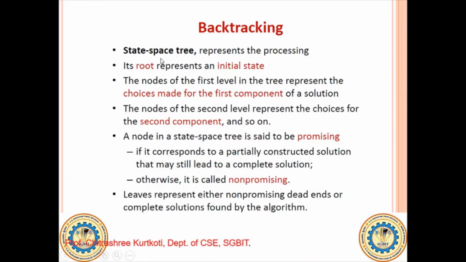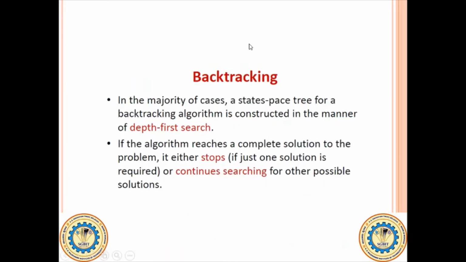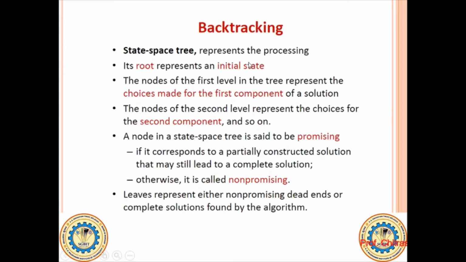So here the state space tree represents the processing. For the solution of the problem by making use of backtracking, we are going to represent this solution in the form of a state space tree. Its root represents the initial state. The nodes of the first level in the tree represent choices made for the first component of a solution. The nodes of the second level represent the choices for the second component, and this goes on for all the components.